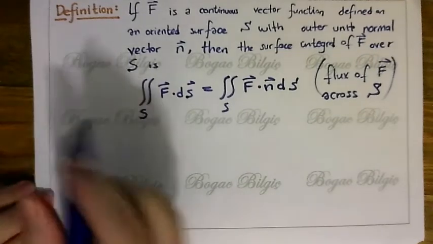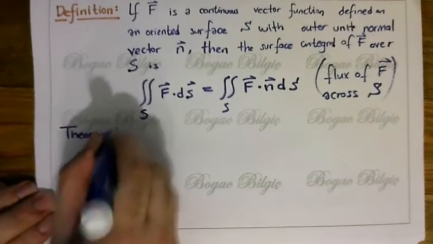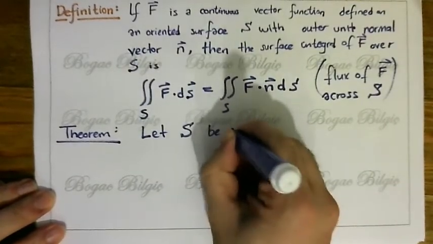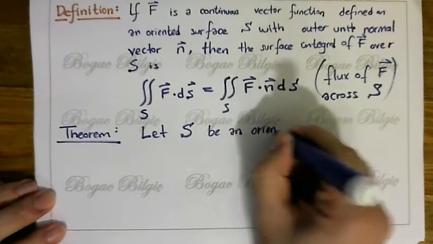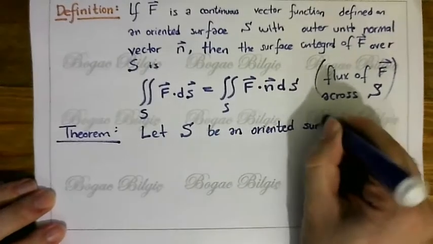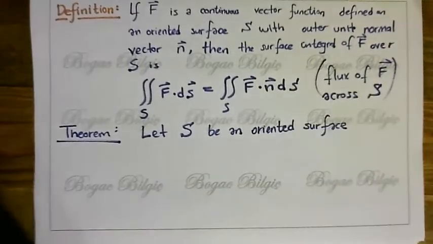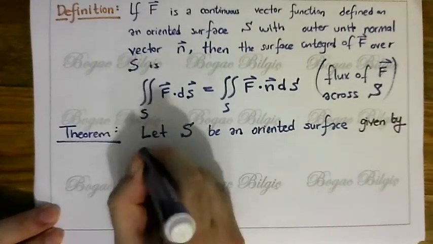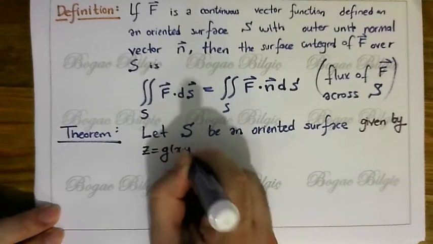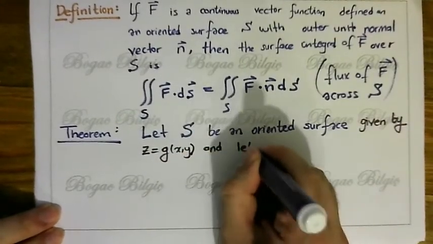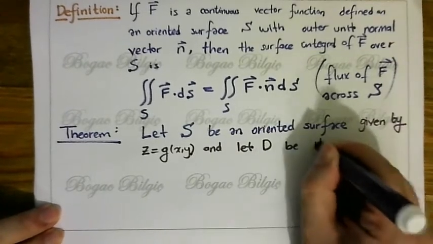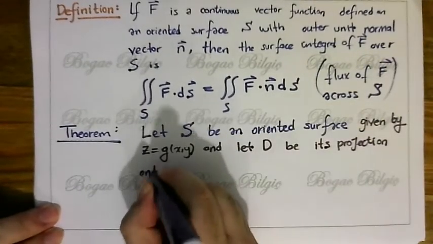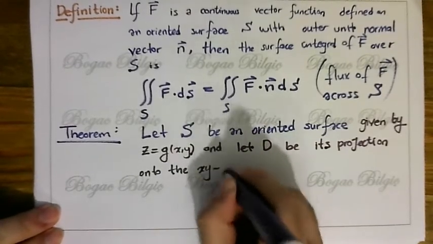Let's now state a theorem. Let S be an oriented surface given by z equals g(x, y), and let D be its projection onto the xy plane.